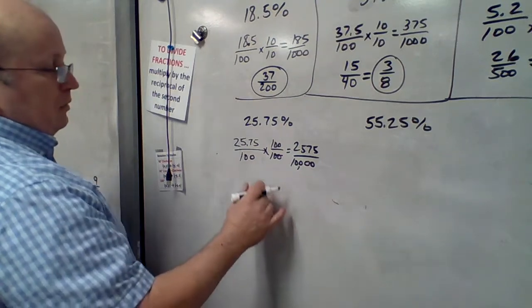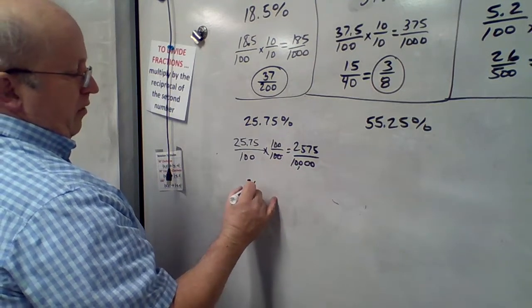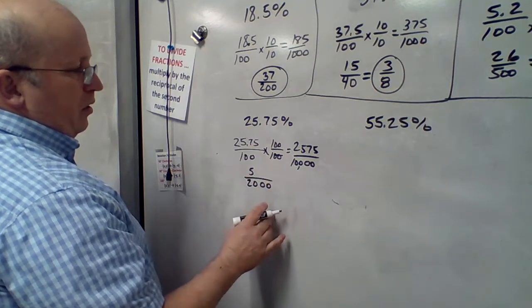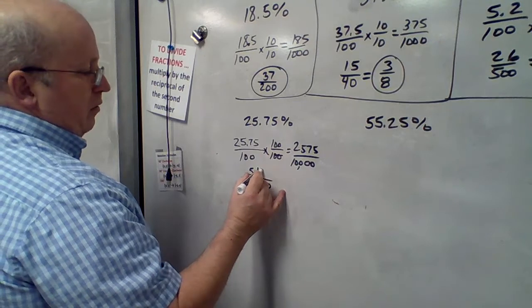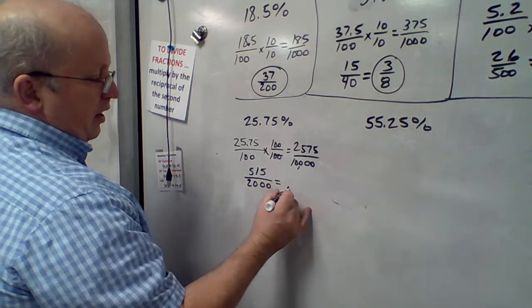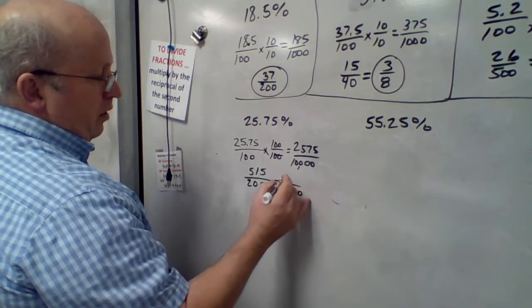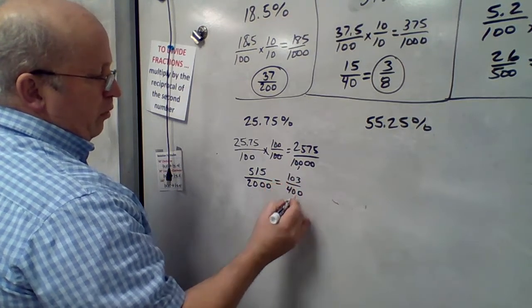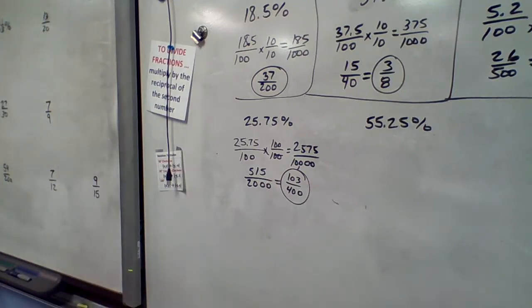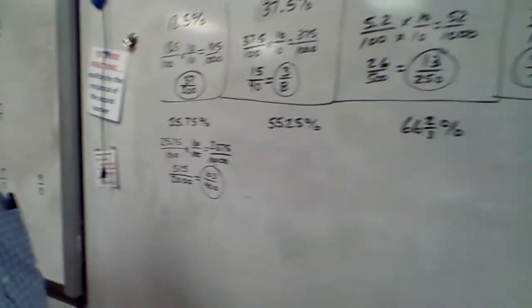Now what? Well, let's try dividing by 5. That would give me 2,000 on the bottom, and it would give me 515 on the top. Let's divide by 5 again. I'm going to have 400, and I'm going to have 103, and we're done. That's in simplest form. Let's try with this next one.